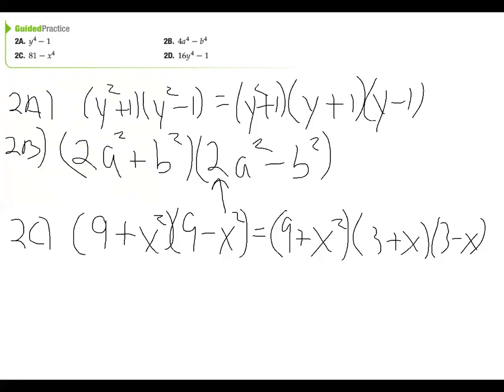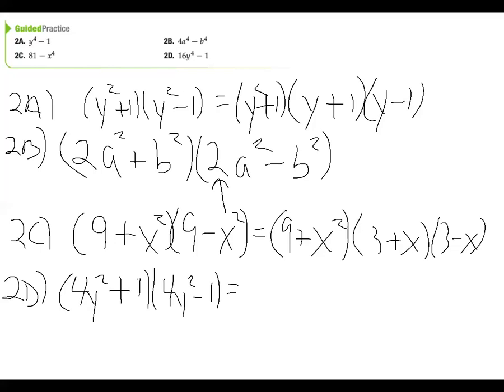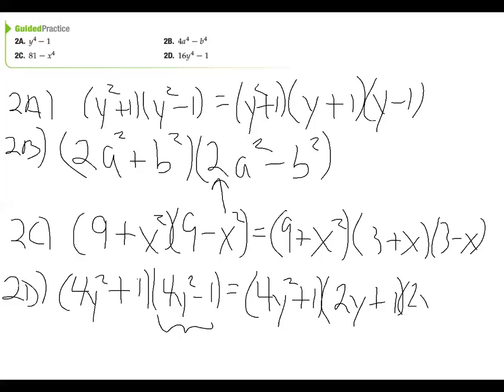And then the last one, 2d. 16y to the 4th is 4y squared, quantity squared. So it'd be 4y squared plus 1, which can be thought of as 1 squared. So that's just 4y squared plus 1 times 4y squared minus 1. And then the 4y squared minus 1 is also a difference of squares. So you have 4y squared plus 1 times 2y plus 1 times 2y minus 1.